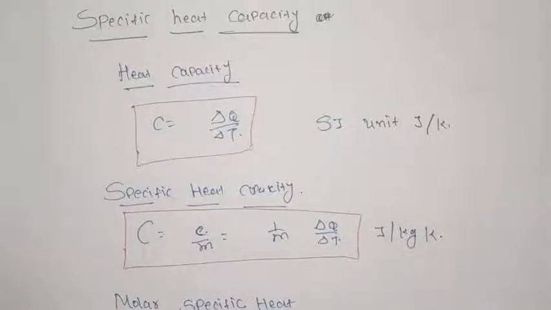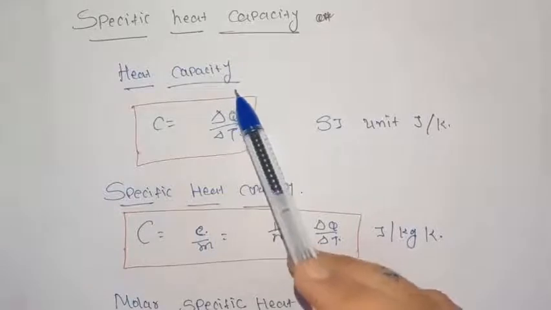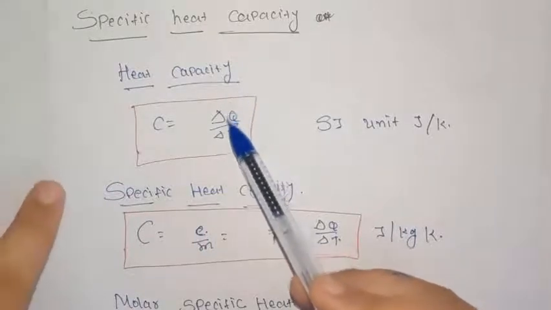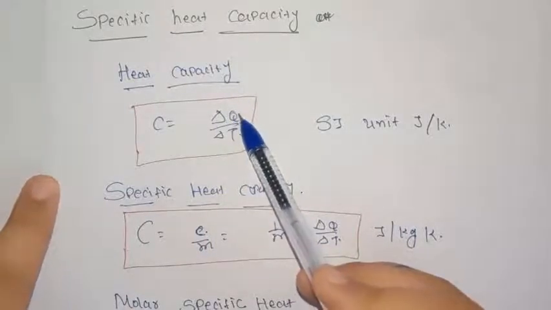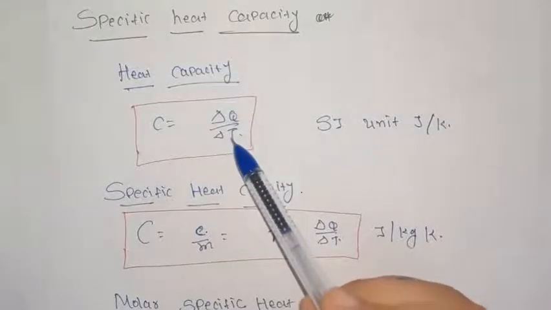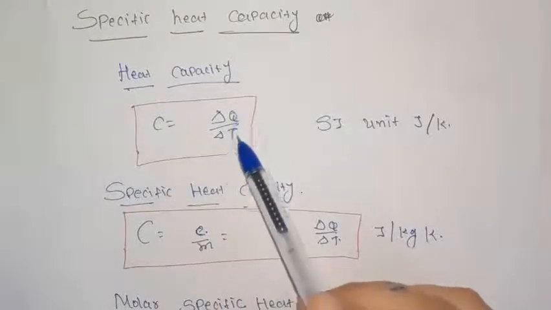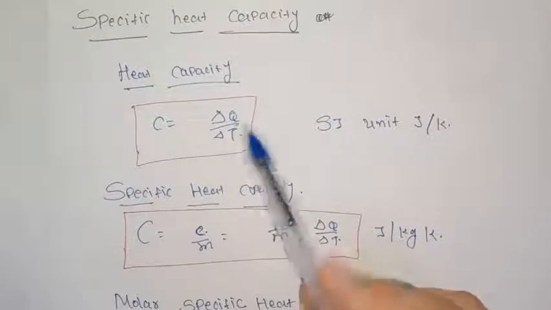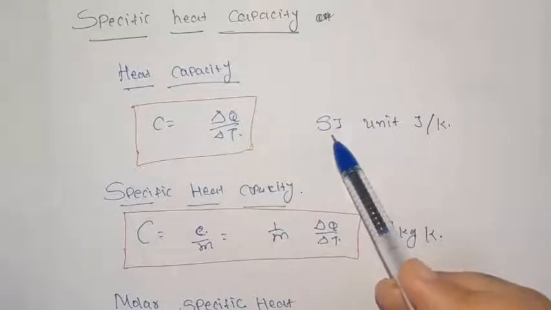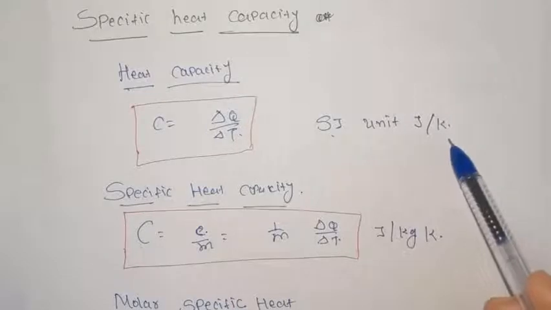Now let us see the specific heat capacity and the molar specific heat capacity. The heat capacity of any object is given by the amount of heat required to raise the temperature of the body by 1 degree. So C is equal to delta Q by delta T. The SI unit of heat capacity is Joule per Kelvin.